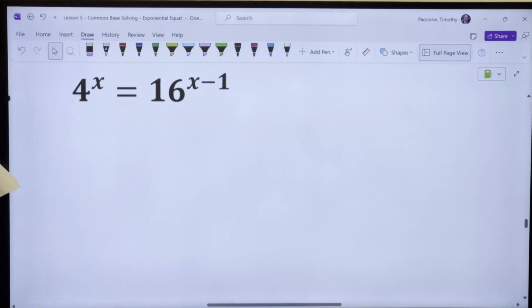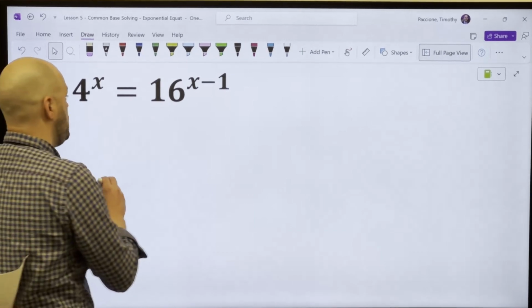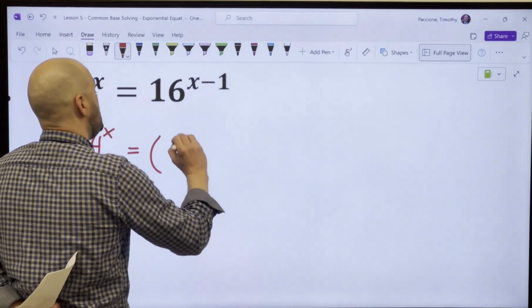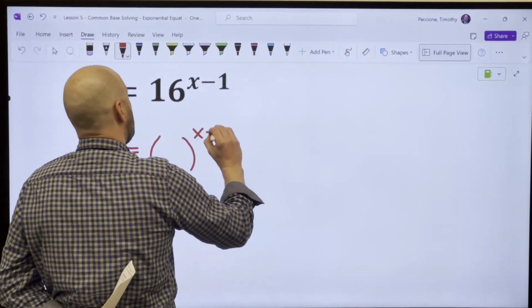I got x's in both situations here. Now, looking at just the numbers for a second, 4 and 16. What could I rewrite them both with base-wise? 4 or 2. Now, in this situation, both will work, but don't do more work than you need to. Is one of them already 4? Yeah, so let's just leave it as 4. Let's choose 4. So 4 to the x, and then this one, I'll leave a space for 16, and it's going to the x minus 1.